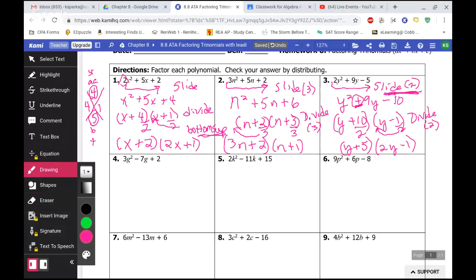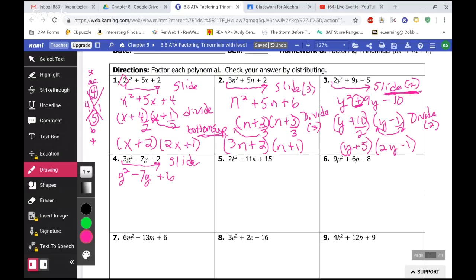So what's my first step on number 4? Slide. Good job. So I'm going to multiply this 3 times 2, and that is 6. Good job.